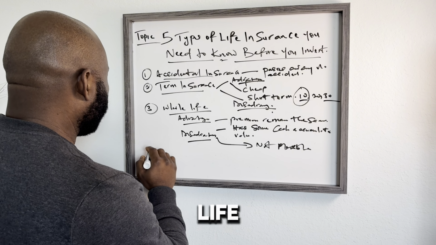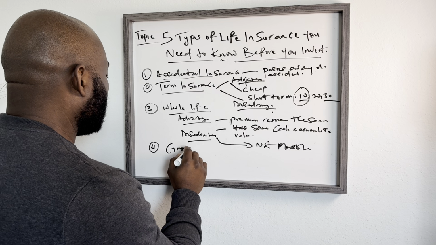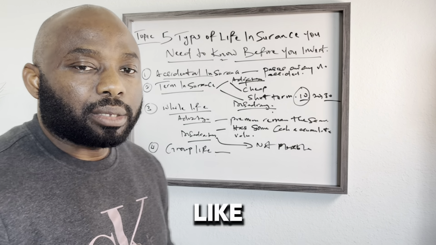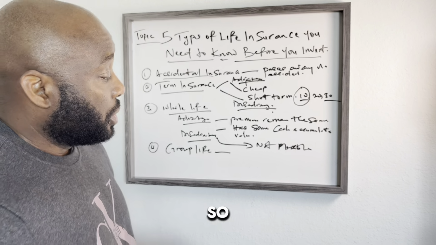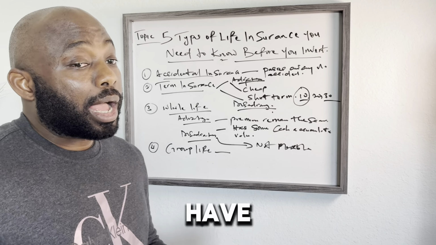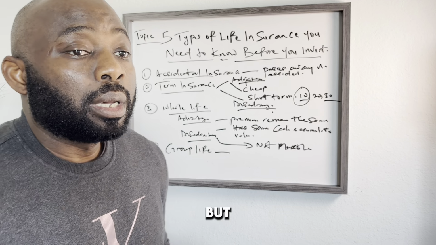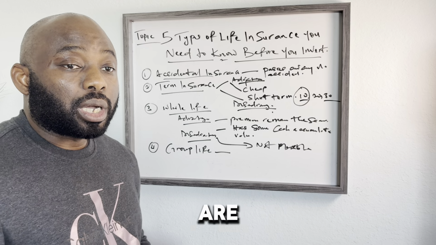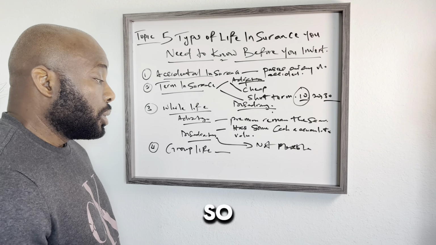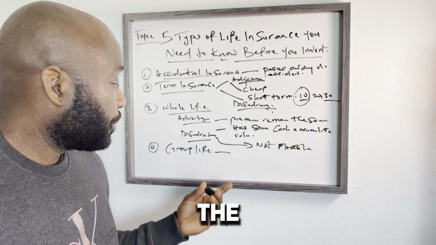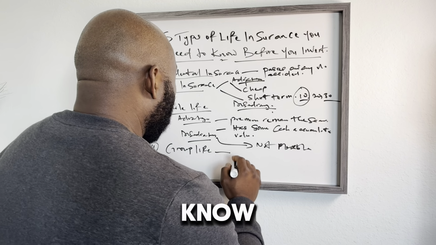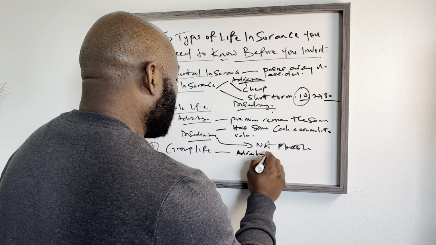Now let's dive into group life. That's number four. Group life is more or less like getting it for free from your employer. This is a type of life insurance that your employer offers you. A lot of people say, "Oh, I have life insurance." Yes, you have life insurance, but technically you are not the owner. The company is the owner, and you're just insured. I'm going to start with the advantage first. The advantage is that it's cheap.